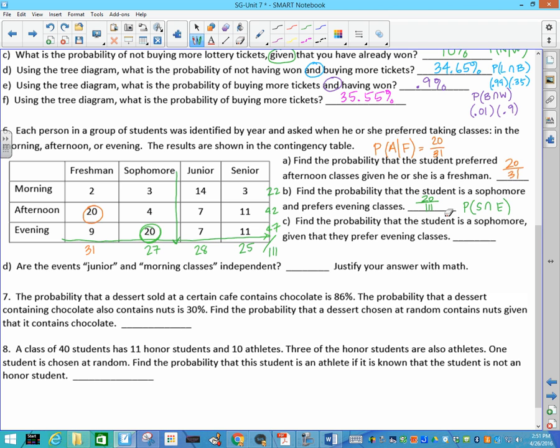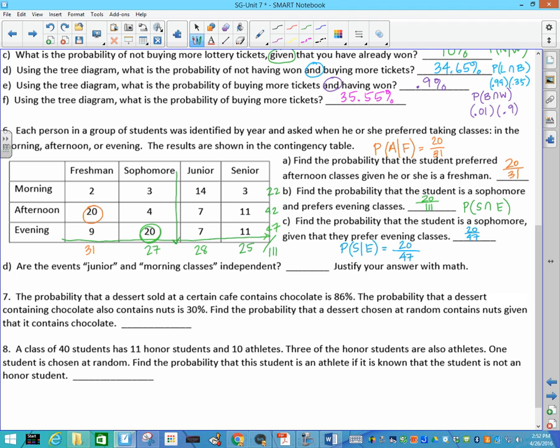Okay, find the probability the student is a sophomore. Actually, okay, we've done sophomore and evening. Sophomore, given that they prefer evening classes. Again, topple it over, and that means evening classes total is my denominator. That's 47. And how many of those are sophomores is 20. So 20 over 47, again, does not reduce. So we'll put that in the answer blank. No need to pick up the calculator and change it.